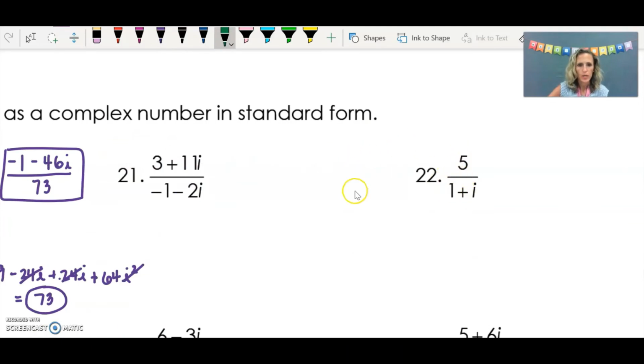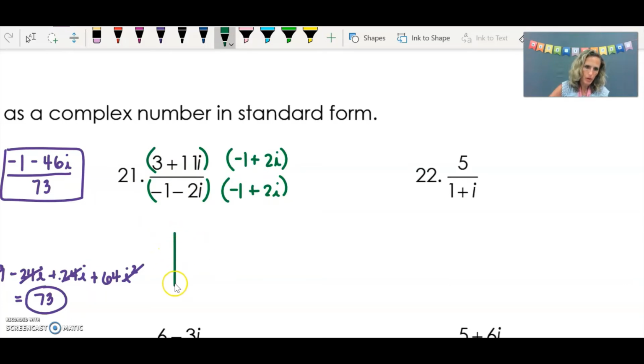For number 21, I'm going to use the box method just to show you that other way of doing it. We're going to start by looking at the denominator, and we're going to multiply by the complex conjugate. So that's going to be -1 plus 2i. We're going to multiply that on the top and the bottom of the fraction. Don't forget, you're multiplying both of these. So we're going to do a double distributive method again. This time I'm going to use the box.